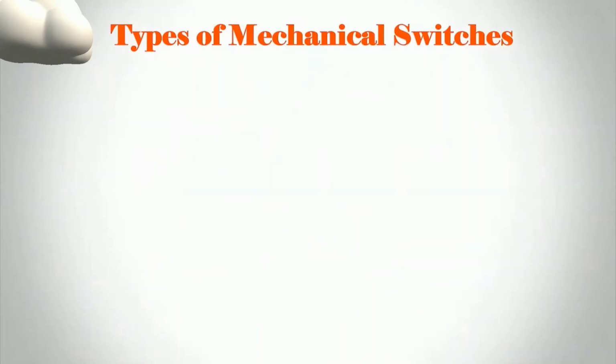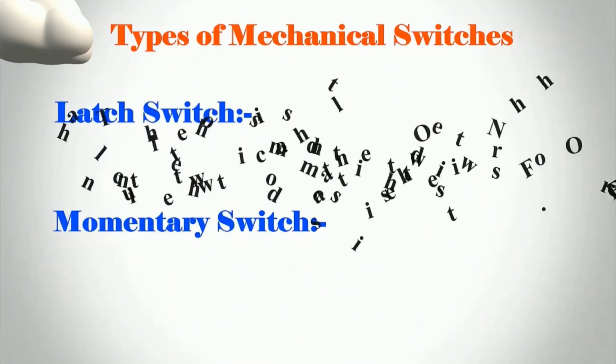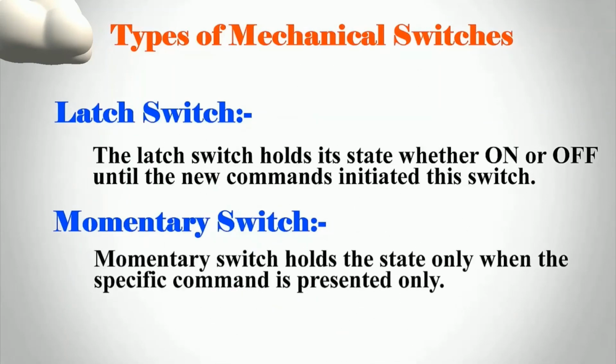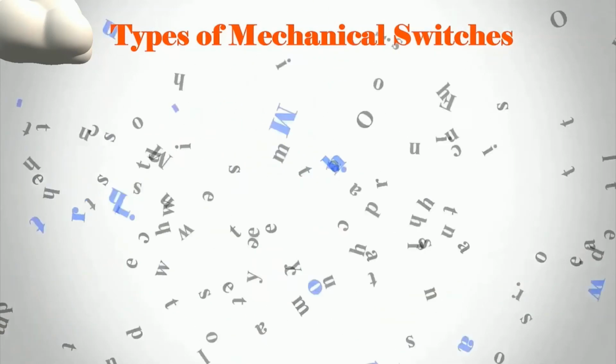As I said, the mechanical switches, depending upon how they hold the current, are classified as latch switch and momentary switch. The latch switch holds its state, whether on or off, until a new command initiates the switch, and the momentary switch holds the state only when the specific command is presented to it.